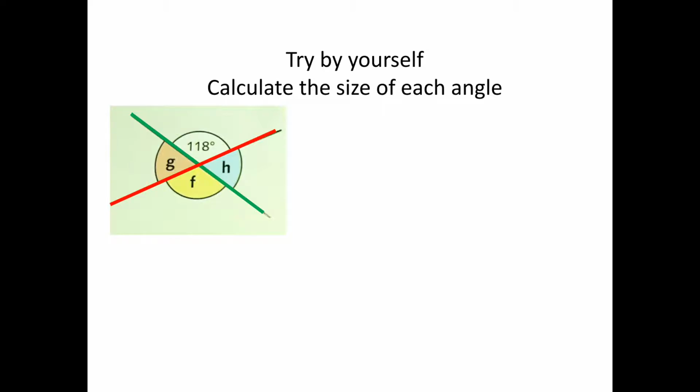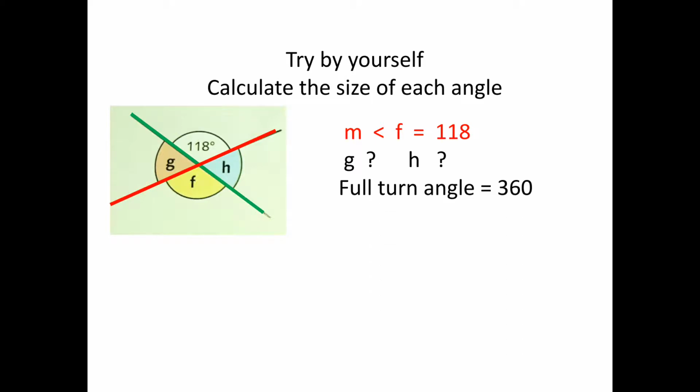Excellent, it's angle F, because the lower angle, F, is opposite to the upper angle, 118. So the measure of angle F will be equal to 118 degrees. What about the other two angles, H and G? How to get the missing angles? Remember, you need to get the total minus all of what you have. What is the total here? The total here is 360. And what do you have?